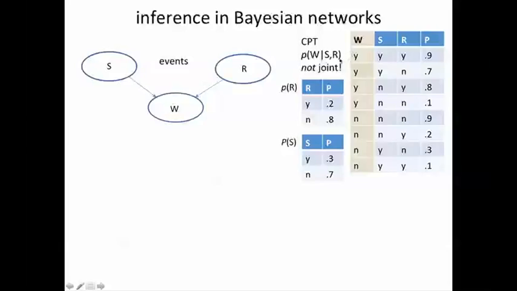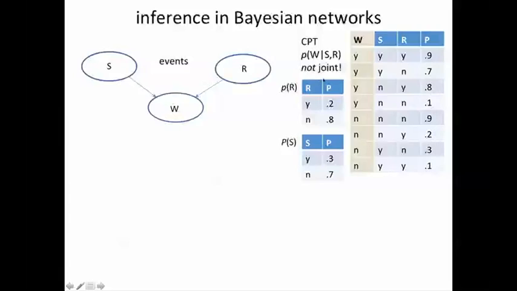We have the conditional probability of W given S and R. Note that this is not the joint probability, so for any particular combination of S and R, these two rows for different values of W have to add up to 1, so 0.9 and 0.1, 0.7 and 0.3, 0.8, 0.2, etc.